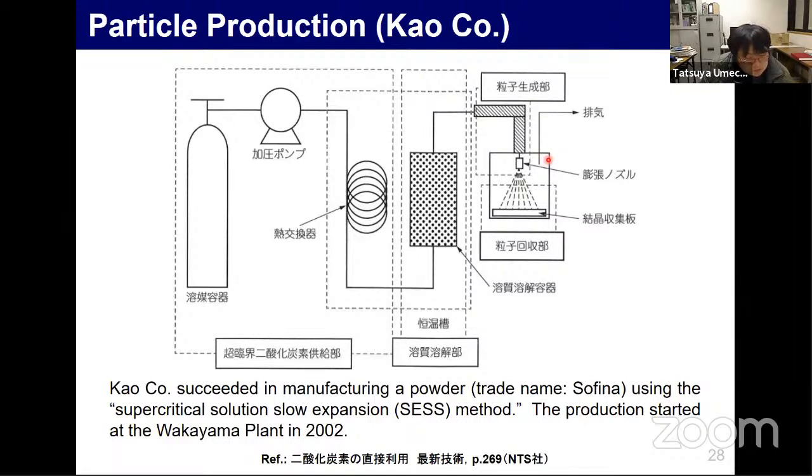The key technology is a change in the solubility of substances due to the change in the state of carbon dioxide, not only in the fine particle production, but also in the lipid extraction.